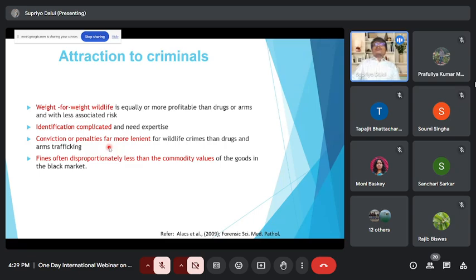Then again, the convictions or penalties are far more lenient. It is not that much compared to firearms or murder or anything. So people get away easily, and fines are often disproportionately less than the commodity values. So if you sell an elephant tusk for 2 lakh rupees, you might have to pay a fine of only 10,000 rupees for killing the elephant. So obviously the crime is profitable. Wildlife illegal trade is profitable, and it has less risk associated with it.